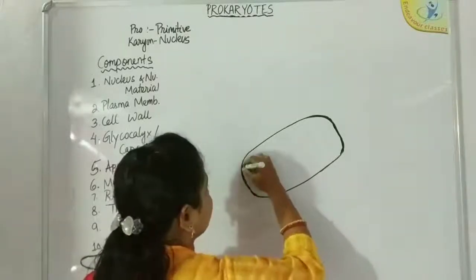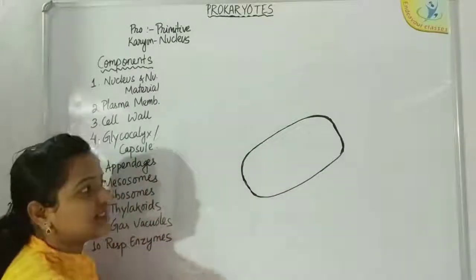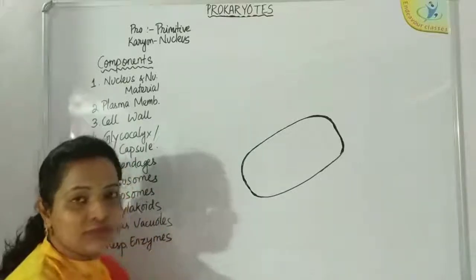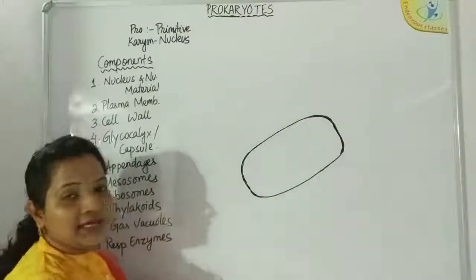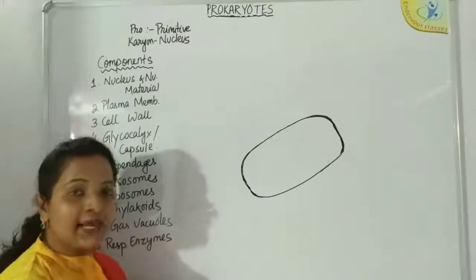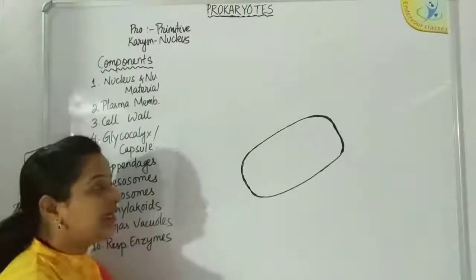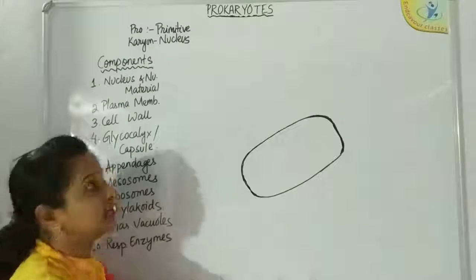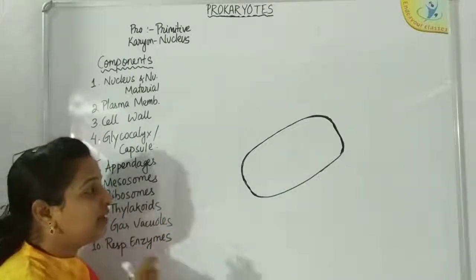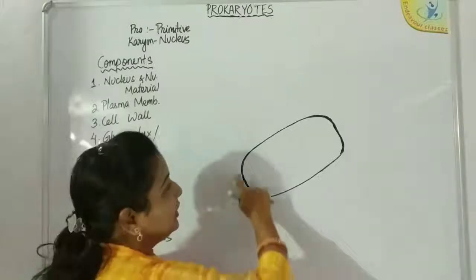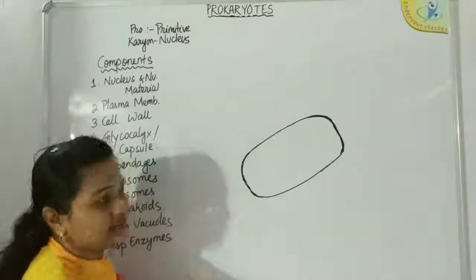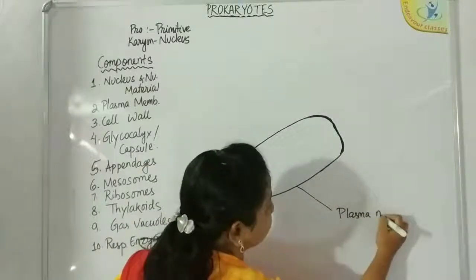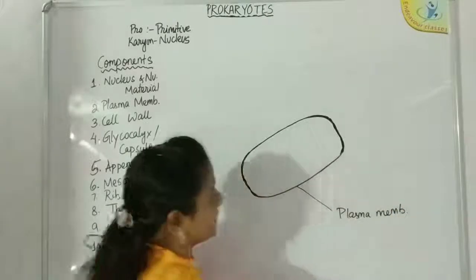So this is the plasma membrane which protects the cytoplasm and intracytoplasmic substances. In most of the bacteria, the plasma membrane is made up of phospholipid bilayer as that of the eukaryotic cells. But in archaea, which is another domain of prokaryotes, or another group of organisms which come under the prokaryotes, they contain a phospholipid monolayered plasma membrane. So this is the plasma membrane which protects the intracytoplasmic substances.